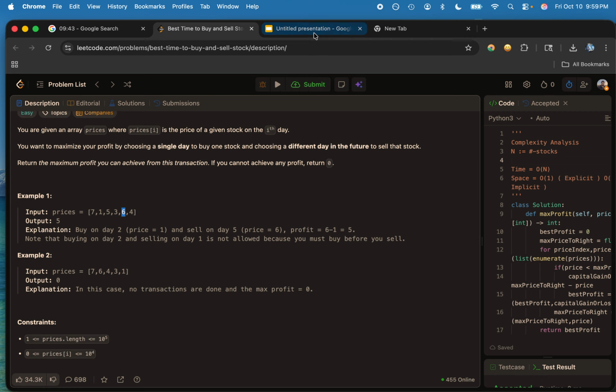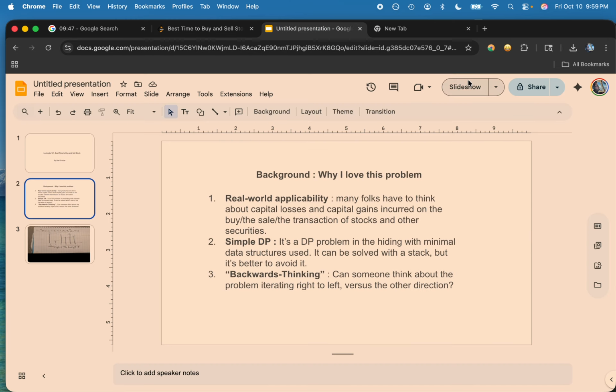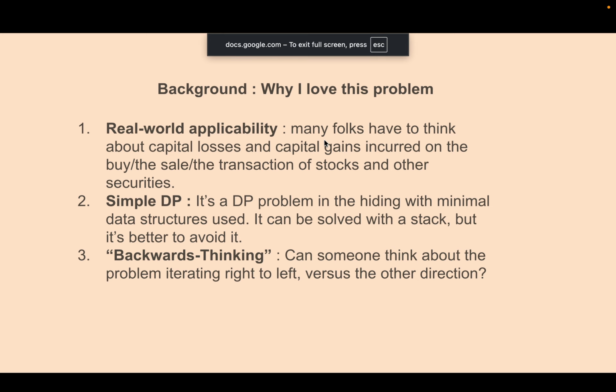Now I want to go over why I like this problem. Let me talk about it a bit at a high level. The first is the real world applicability. Whether it's in the finance industry, in tech, or in other spaces, a lot of folks have to think about capital losses, capital gains, and maximizing the profit that they incur on the buy, the sell, and the transaction of stocks and other securities.